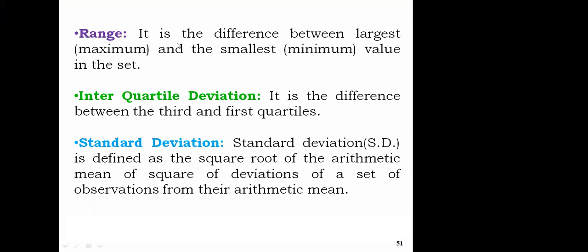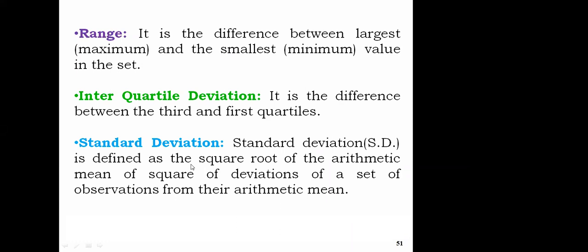Range is the difference between the largest, that means the maximum value, and the smallest, the minimum value. This is called our range. Then interquartile deviation is the difference between the third and the first quartile. And standard deviation is defined as the square root of the arithmetic mean of the squares of deviations of a set of observations from their arithmetic mean. These are the important tools we need in statistics.